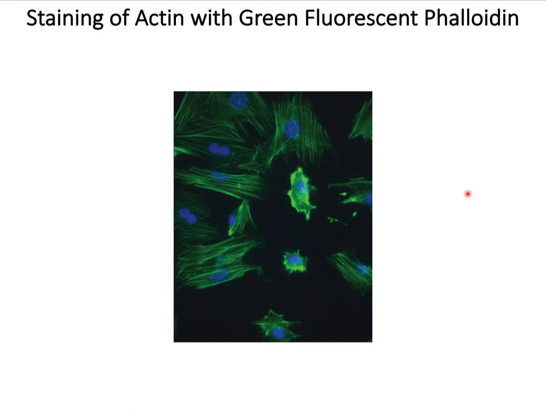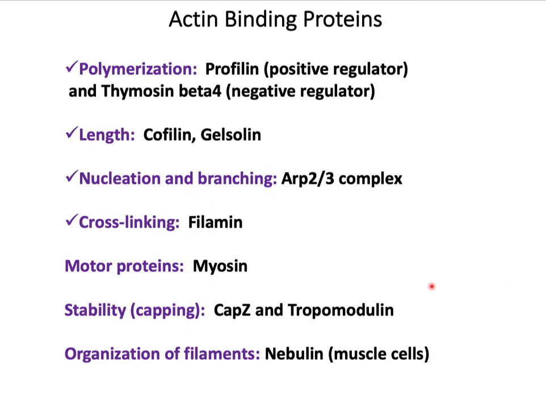And right here is an image in the cells that is stained with a green fluorescent phalloidin, and these large blue circles are the nuclei that has been stained with some kind of nuclear stain like a DAPI or Hoechst. So now we are going to talk about the proteins within the cell that interact with the microfilaments.